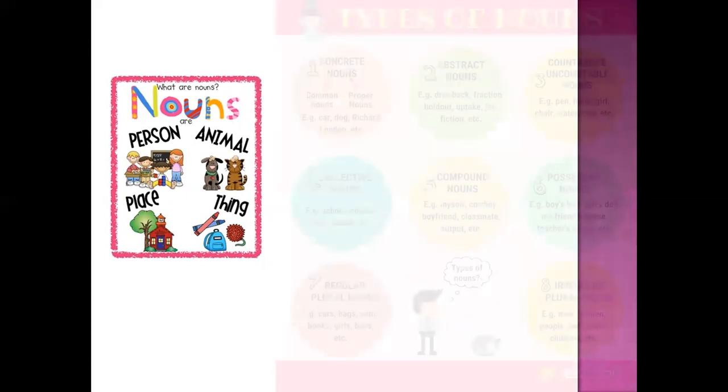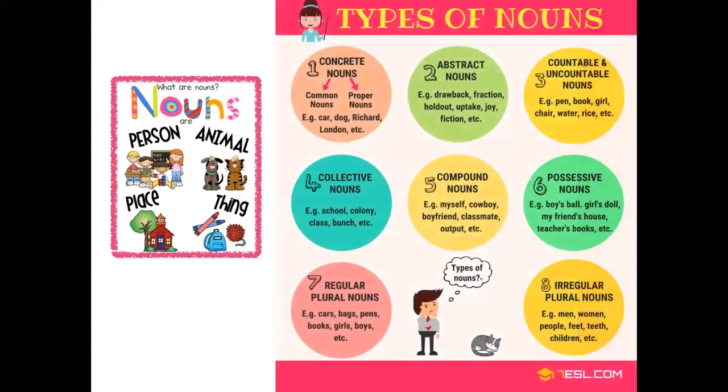First one, nouns. What do you mean by nouns? Yes. If we simply say, nouns are naming words. Each and everything in this world has a name. So nouns are naming words. We can use nouns, or it's a word we use for a person, animal, place, or a thing. And also, when we talk about nouns, there are different types of nouns.